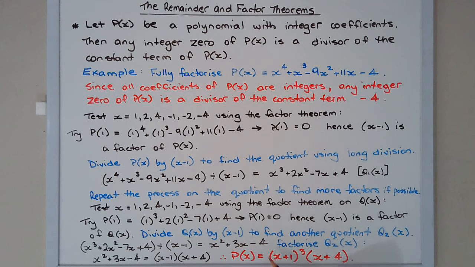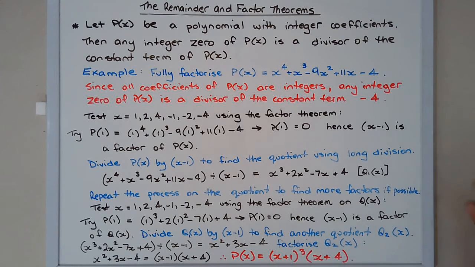Thankfully, because it's a quadratic and this one's easy enough to factorize, we factorize Q2 of x, which is x squared plus 3x minus 4. We don't need long division for this one. This one we can just factorize by inspection. And that's x minus 1 multiplied by x plus 4.